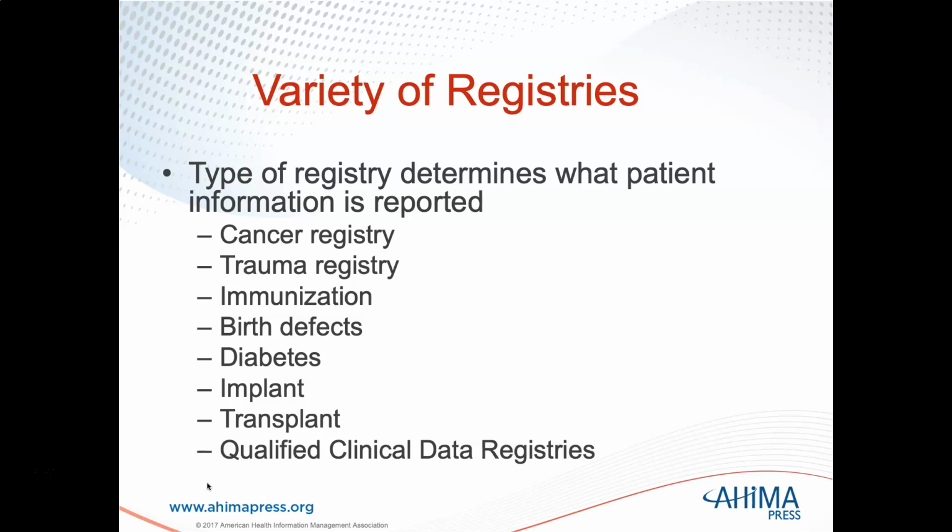So what other types of registries are out there? Well, there's cancer registries, trauma registries, immunization registries. In fact, Iowa has an immunization registry. I don't know if you know this, but you can go out and, I think the letters that you would type in are IRIS, IRIS. But you can just type in immunization registry Iowa, and you'll find out about that. Birth defects, diabetes, implants, transplants, and then there are also qualified clinical data registries.